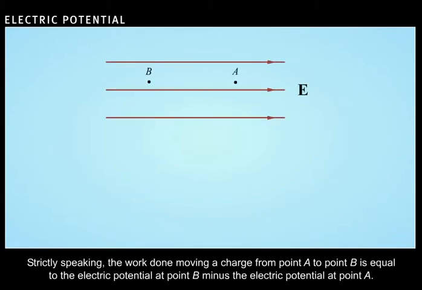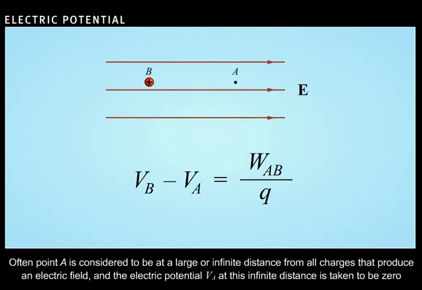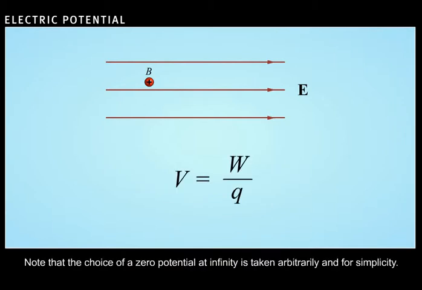Strictly speaking, the work done moving a charge from point A to point B is equal to the electric potential at point B minus the electric potential at point A. Often, point A is considered to be at a large or infinite distance from all charges that produce an electric field, and the electric potential, V sub A, at this infinite distance is taken to be zero. Note that the choice of a zero potential at infinity is taken arbitrarily and for simplicity.